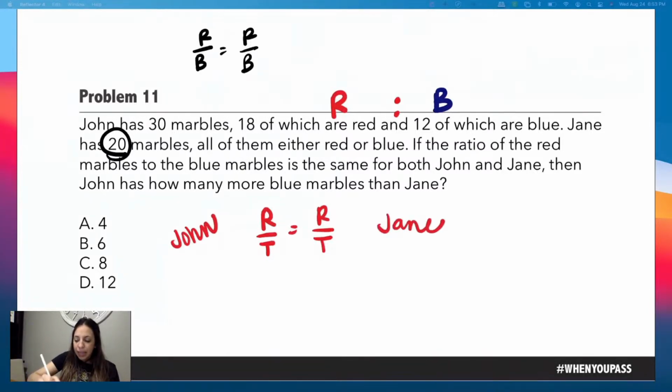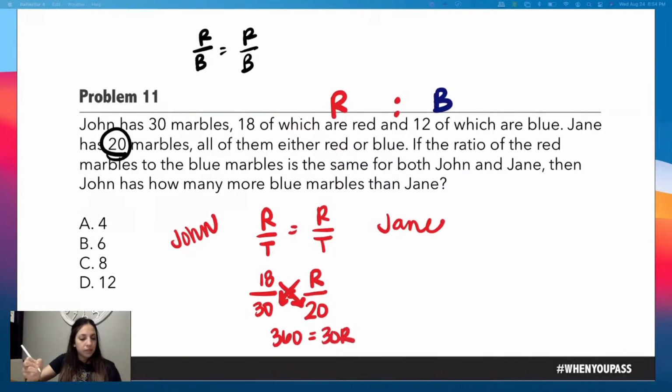So John has 18 red and 30 total marbles. Jane has, we don't know how many red, but we know she has 20 marbles. In this case, I'm going to cross multiply because there's not something easy that I can multiply or divide the 30 by to get to 20. So I'm going to cross multiply 18 times 20 and 30 R. 18 times 20 equals 360 equals 30R. Divide both sides by 30 and I get R equals 12. That means that Jane has 12 red marbles.